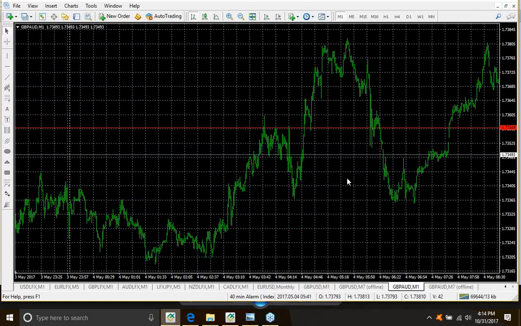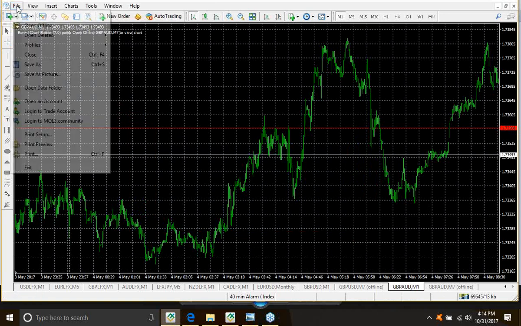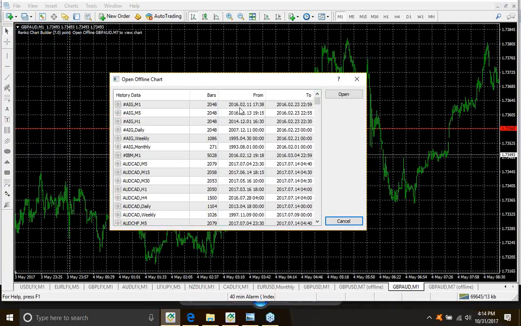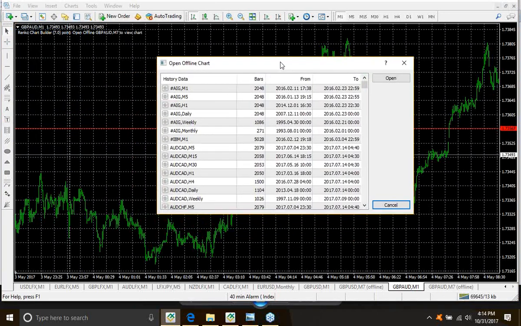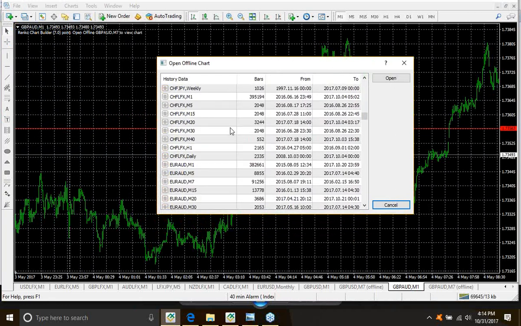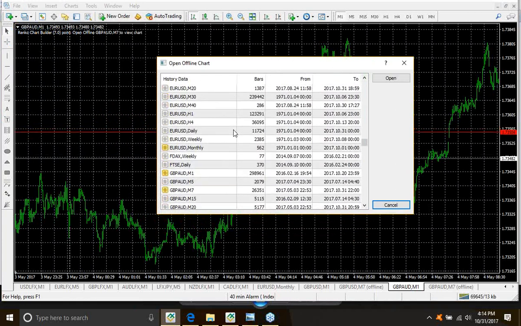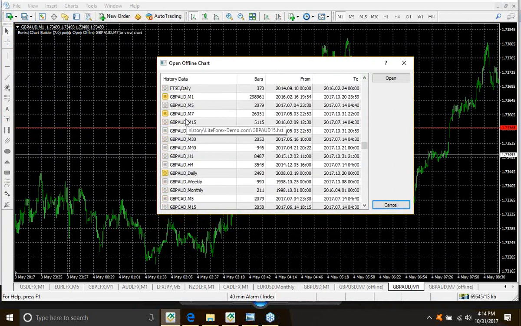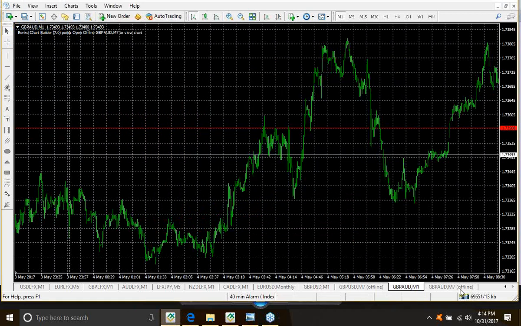And then you have the message, and you open it. I have it open already, but I just want to show it. And then you go offline, right? You all know that, but I'm just repeating it anyway. And then you look for Pound Aussie. You will find it. You see Pound Aussie M7, 7 minute chart. So you open it up, and this is how it looks.